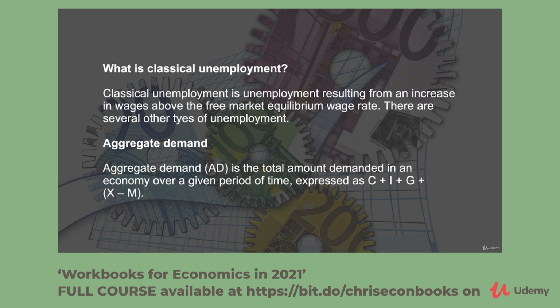We know that free market is the interaction of demand and supply. So it's where the demand for labour meets the supply of labour. And so classical unemployment is where wages are above this free market equilibrium.